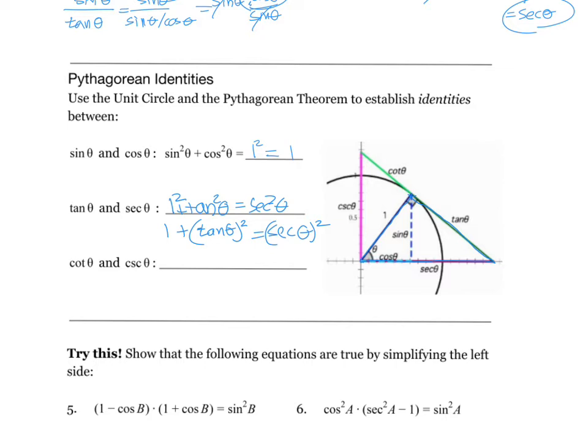All right, cotangent and cosecant. So cotangent is this leg, the other leg is 1, a hypotenuse is cosecant. So we can write out, again, the Pythagorean equation for that. 1 squared plus cotangent squared theta, here's that notation again, equals cosecant squared theta.